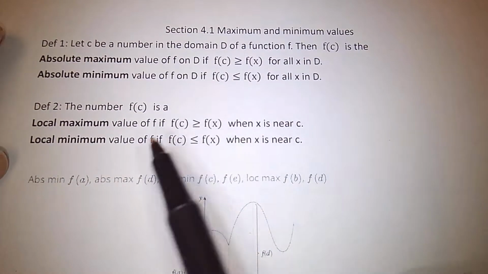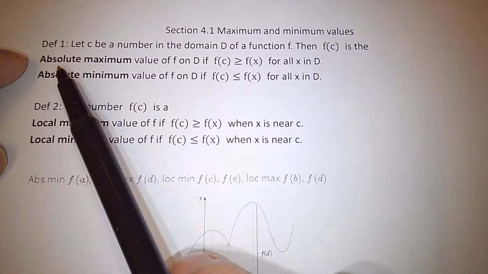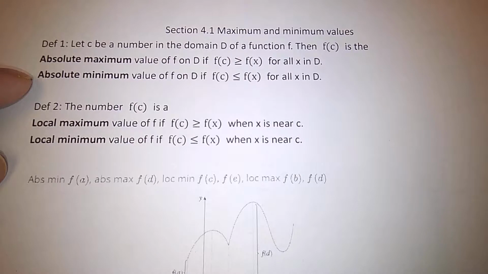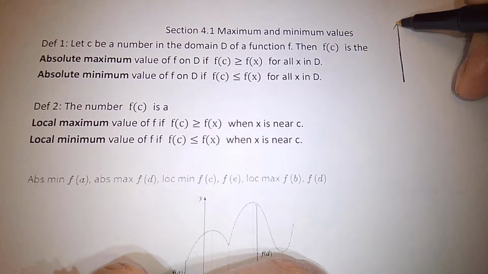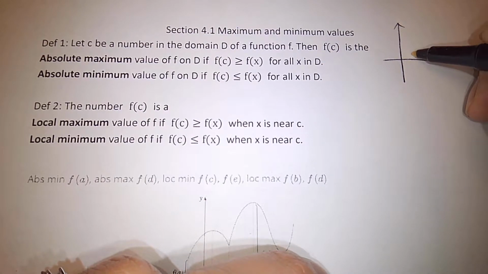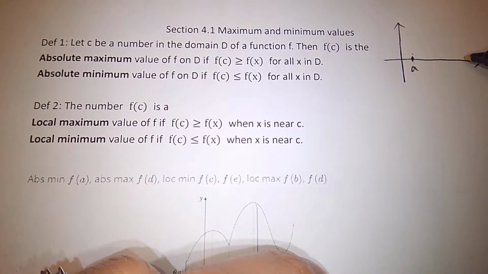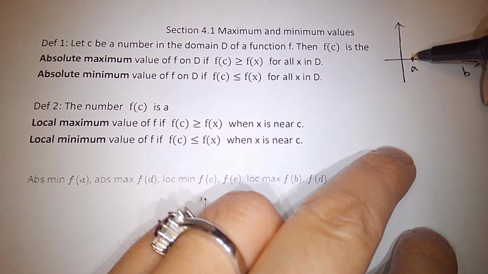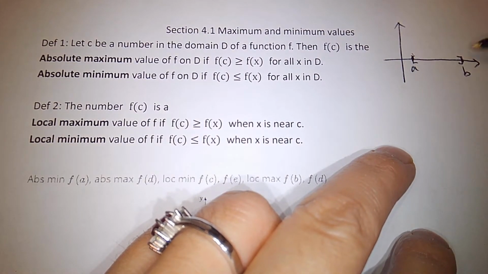So, we are going to look at 4 definitions, okay? So it says absolute maximum. Let c be a number in the domain D of a function f. So I'm going to draw a picture. For example, this is domain D. It's an interval. Say this is a closed interval, for example.